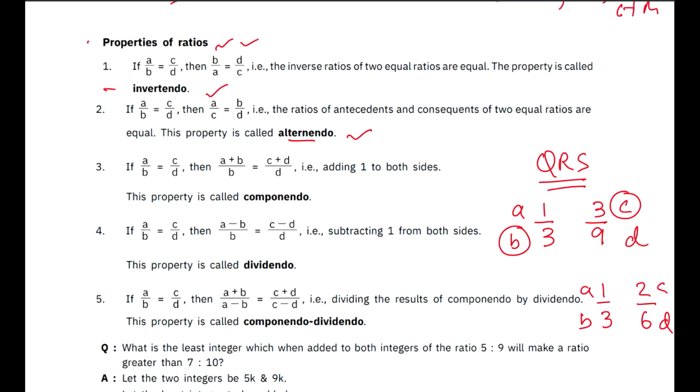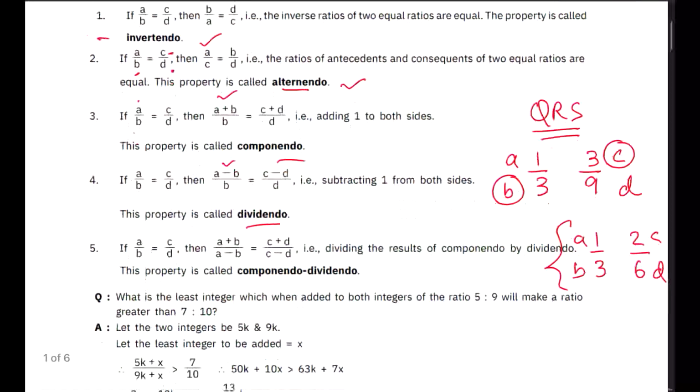Similarly, alternando is when you replace the values, that is, you make this denominator the numerator and replace this denominator with this, and the value still remains the same. Now comes componendo. Componendo is when you add the numerator to the denominator and make it your new numerator and keep the old denominator the same. If you do that in both the ratios, it will be absolutely the same and will not change its value at all. You can try this with the example given here on your own. Similarly, dividendo is when you subtract the denominator from the numerator and make it the new numerator and keep the denominator the same, and the value of the ratios will still be the same.